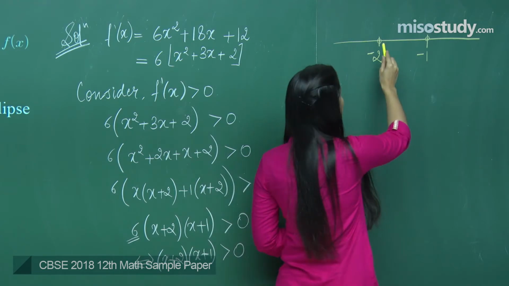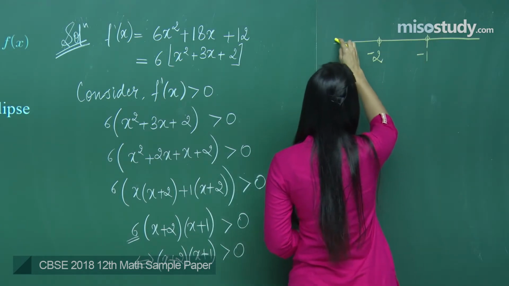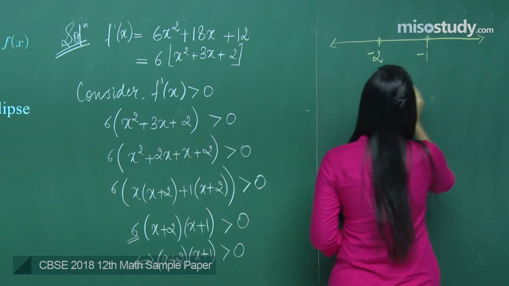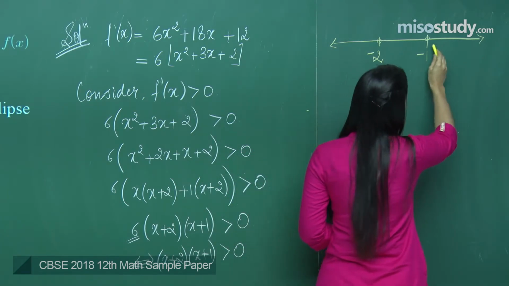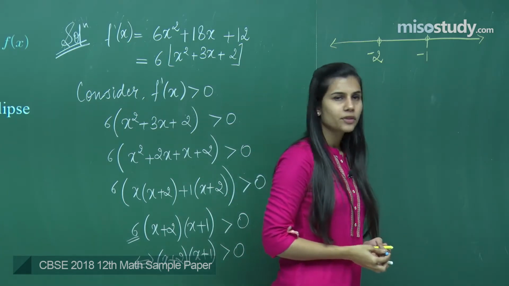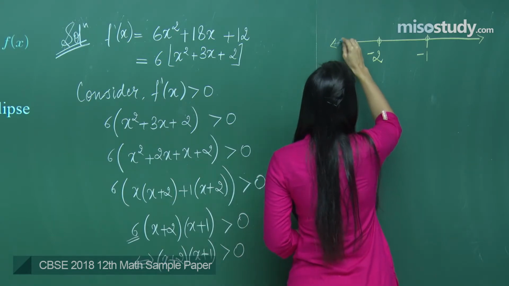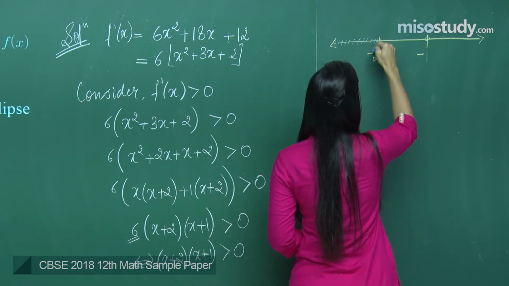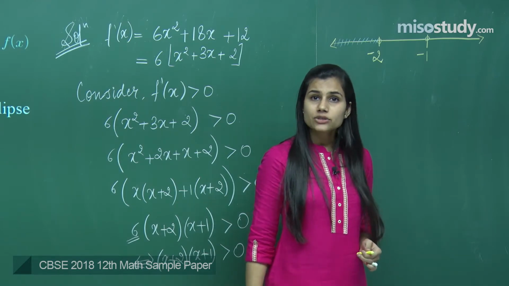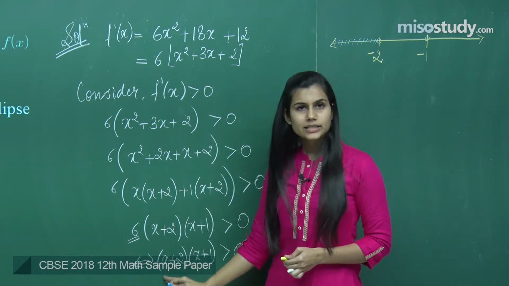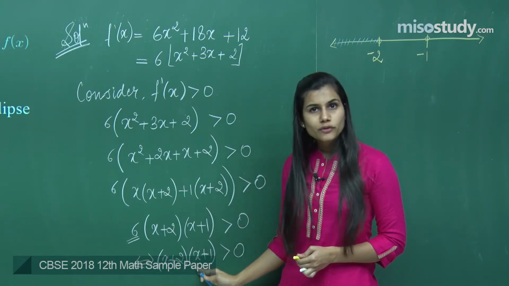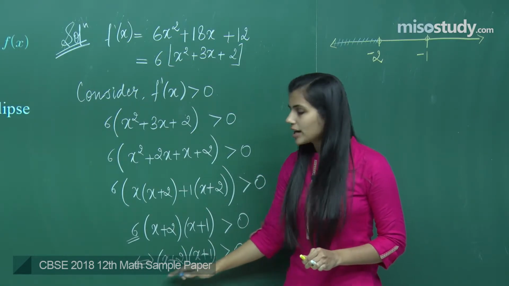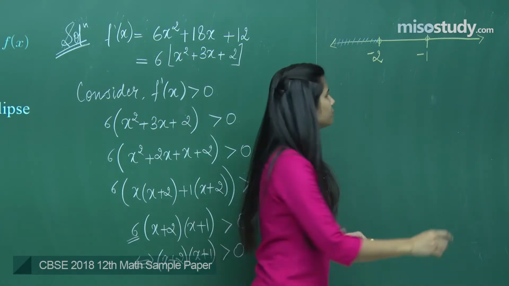Now, if this is not a solution, this is not a solution, let us check the areas which come before minus 2, between minus 2, minus 1 and beyond minus 1. So, if I pick up any point from here, suppose I pick up minus 3, plug in minus 3 over here, you're going to get a negative output. Plug in minus 3 over here, you're going to get a negative output. Product is going to give you a positive output.